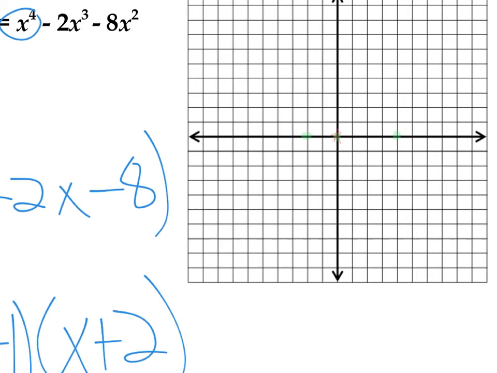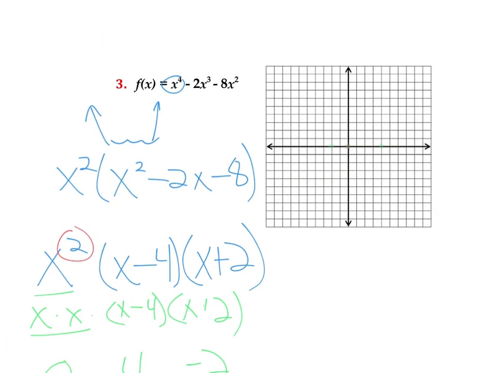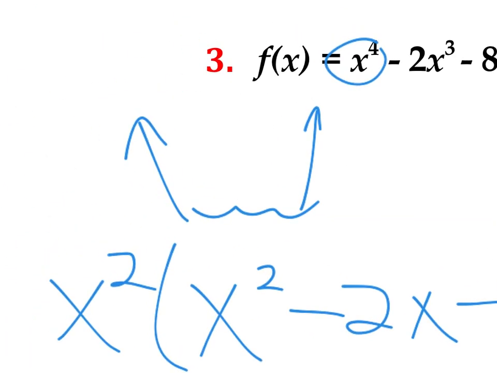So let's plot those. We got 0, 4, and negative 2. And 0 was a bounce point. So I'm just going to make a little special note that I need to bounce off there. So I need to fit this shape, both arrows pointing up, to this graph.